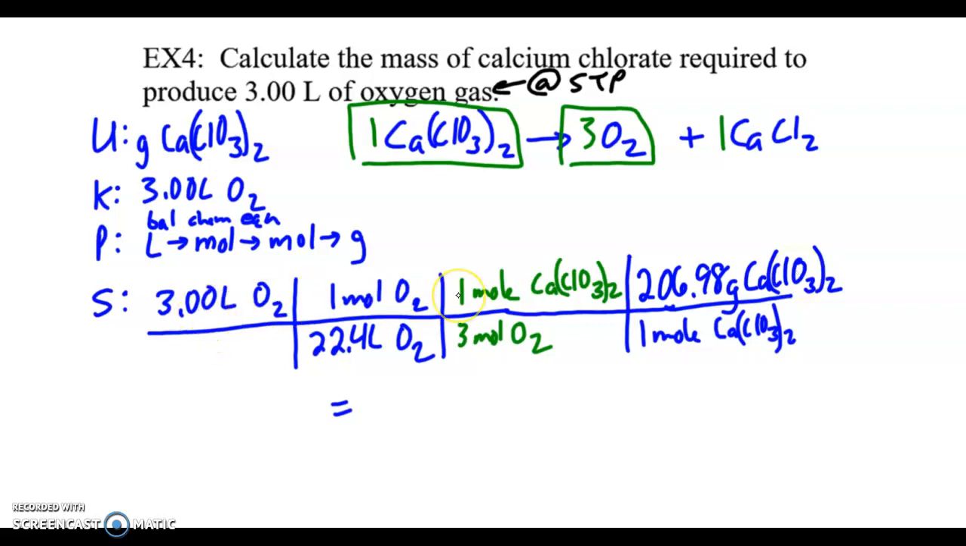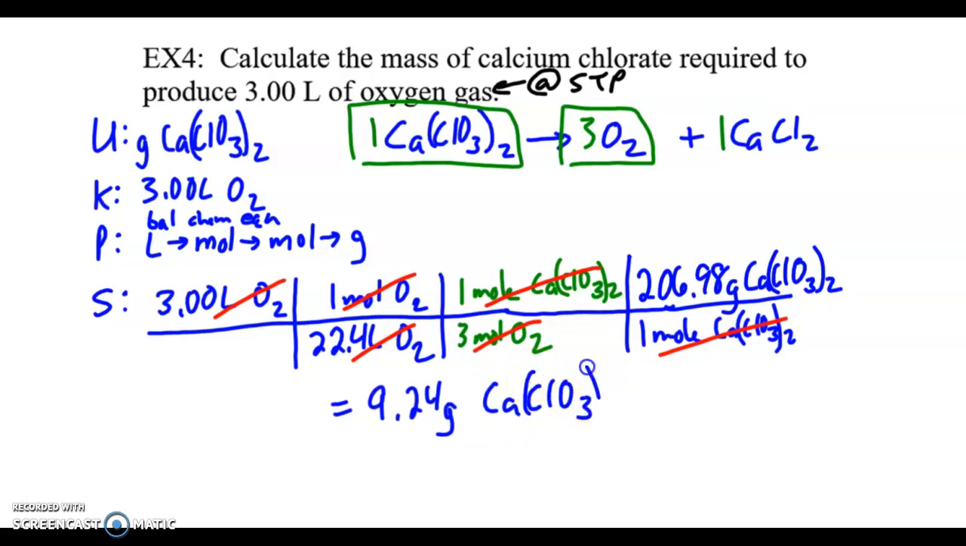Then I plugged in my entire calculation into the calculator just to point out all these units do cancel out. And my final answer came out to be 9.24 grams of calcium chlorate. So it doesn't take a lot of a solid to make a lot of a gas, because gases are much less dense than solids.